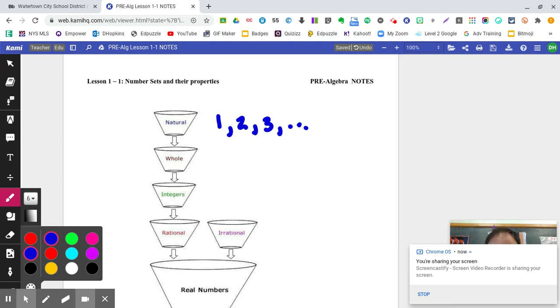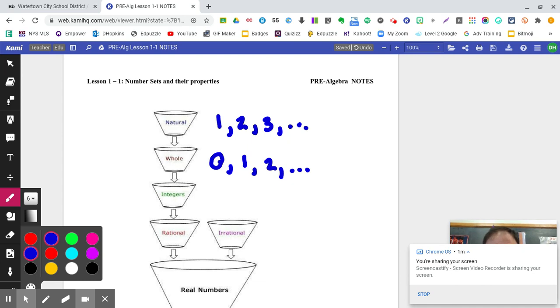Whole numbers. Whole numbers start with 0. You can think of whole numbers as donut hole. So they start with 0, and then they count up. So whole numbers contain all the natural numbers plus 0.